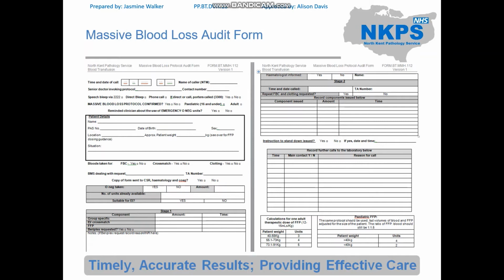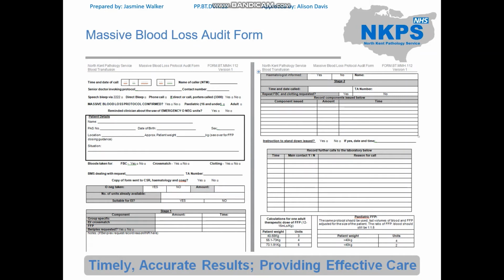And then we've got sort of like a little audit of which components are available, whether or not the patient is suitable for electronic issue, and what other things have been issued, as well as a space to put notes. So sometimes you might have a massive blood loss and the porter hasn't shown up for 20 minutes, in which case you can record that in this notes section.